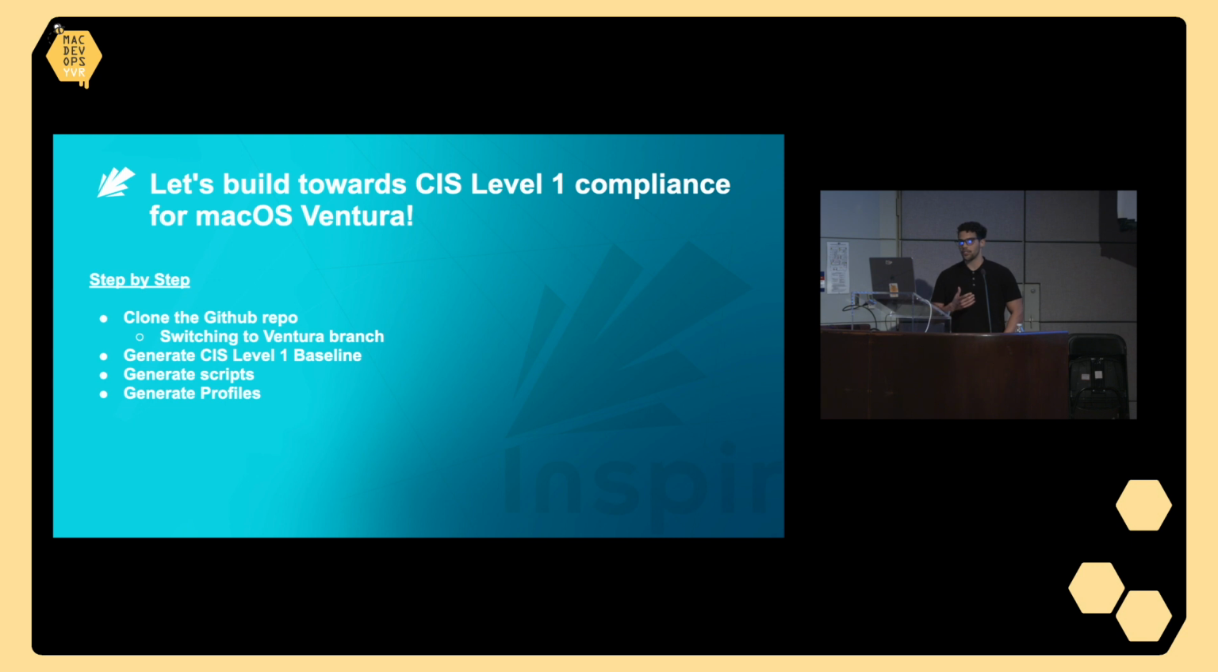At the end of this presentation, you'll know exactly what you need to do to bring your Ventura macOS device to standard CIS level 1 compliance. And I'm purposely going to keep it as simple as possible, but know that this is only a fraction of this project's power. We'll start by just downloading the repo, generating the CIS level 1 baseline, then we'll run a scan and run some remediation, and then we'll generate the profiles required to be fully compliant.